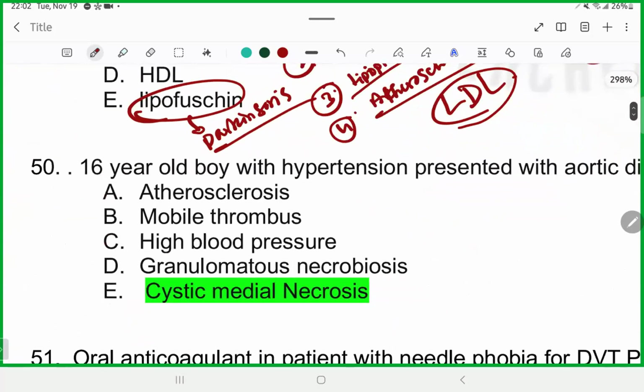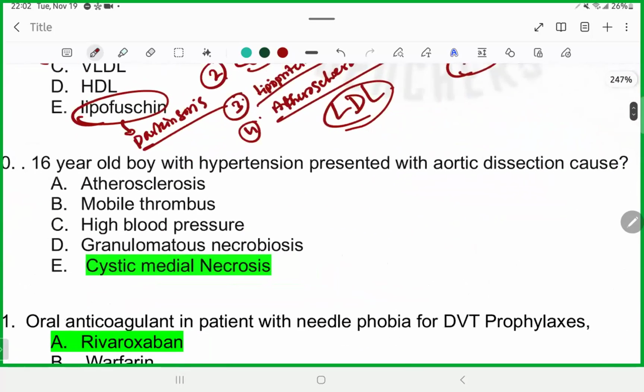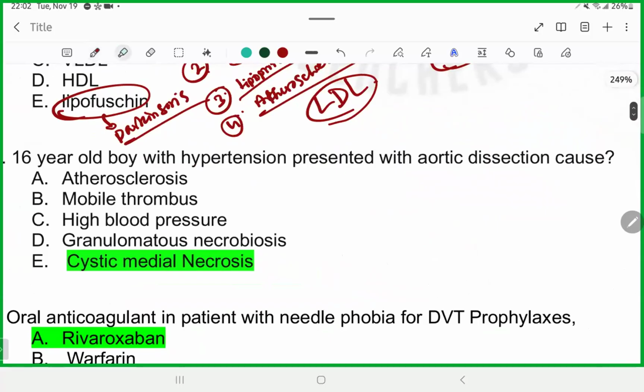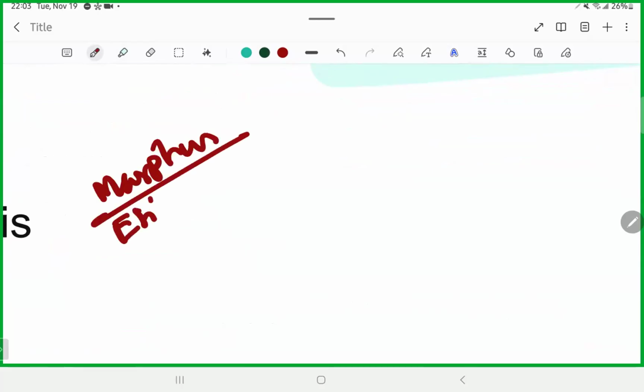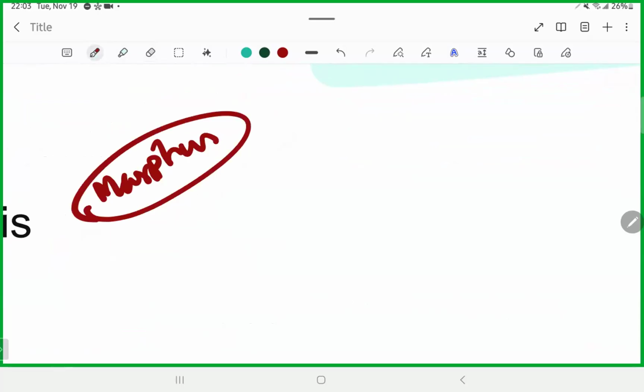16-year-old boy with hypertension and presented with aortic dissection. Hypertension, a young boy with aortic dissection. Young boy with aortic dissection is always either Marfan syndrome or Ehlers-Danlos. Now, you don't worry about Ehlers-Danlos. That is not so common in MRCS Part A, but Marfan is very common, because it's a part of MEN 2B too.